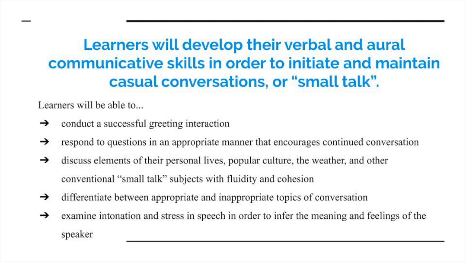Goal number 2: learners will develop their verbal and oral communicative skills in order to initiate and maintain casual conversations or small talk. Learners will be able to conduct a successful greeting interaction, respond to questions in an appropriate manner that encourages continued conversation, discuss elements of their personal lives, pop culture, the weather, and other conventional small talk subjects with fluidity and cohesion, differentiate between appropriate and inappropriate topics of conversation, and examine intonation and stress in speech in order to infer the meaning and feelings of the speaker.